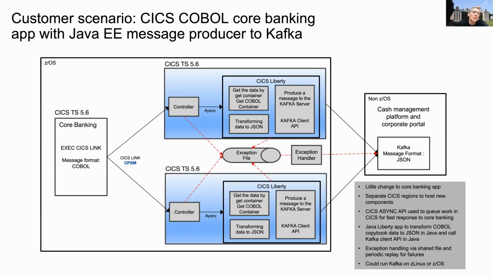So there are elements of this that were a customer's choice, but it just shows you the type of environment that you could set up to act as a Kafka client running in CICS. Sure, these systems could have been collapsed. They could have made a simple link directly to the Java component as well. But their requirements had them set up this environment. They're also considering running Kafka on z/Linux, but they didn't for this proof of concept.